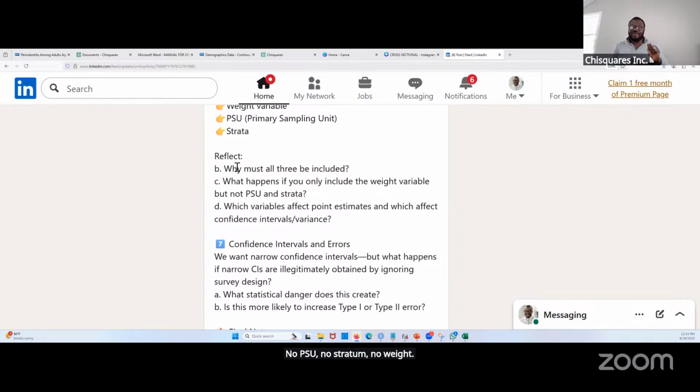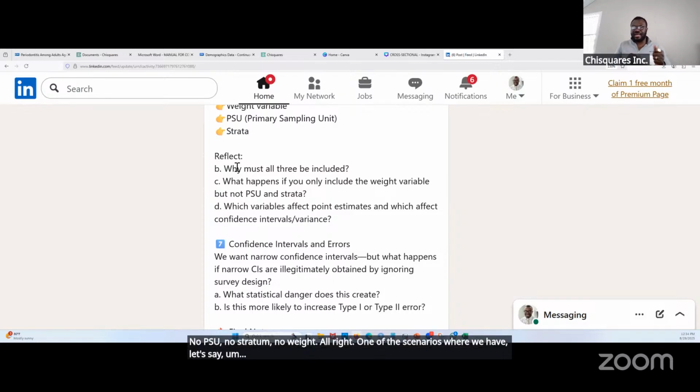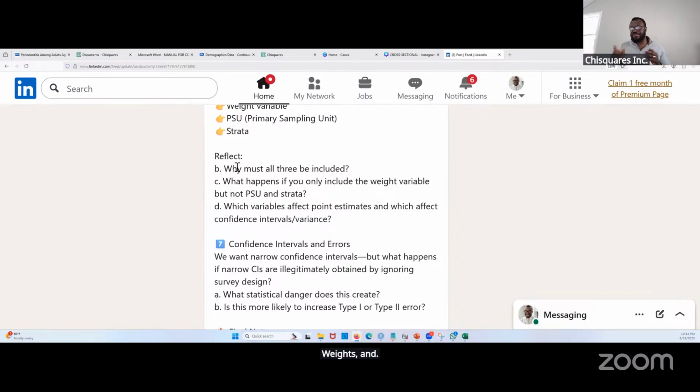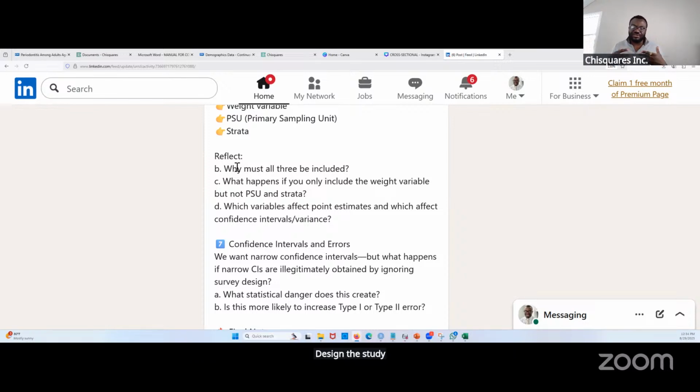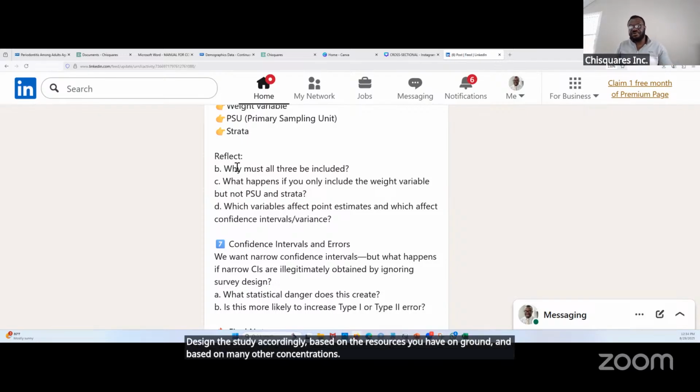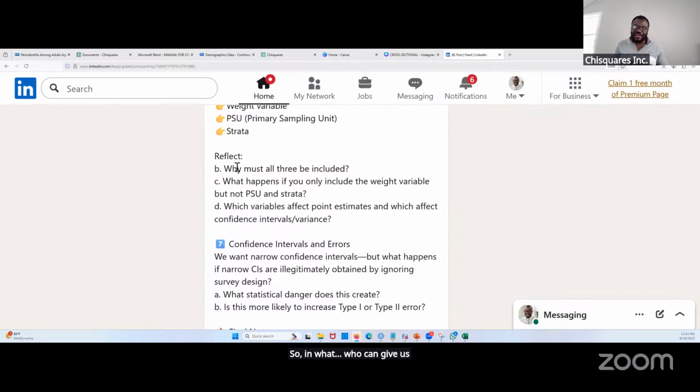All right. What of a scenario where we have, let's say, weight and maybe strata, but not PSU? Who can describe a scenario like that? Because remember that survey design is both a science and an art. So you need to be able to design a study accordingly based on the resources you have on the ground and based on many other considerations. So who can give us a description of a scenario where you might have weight and, let's say, strata, but not necessarily PSUs?